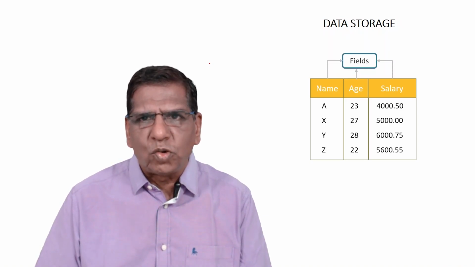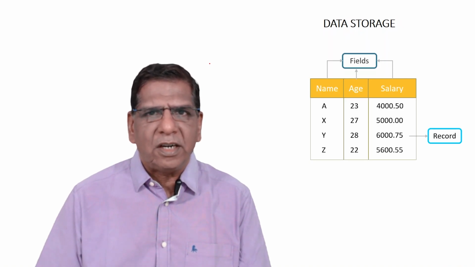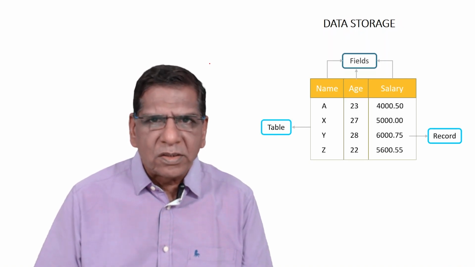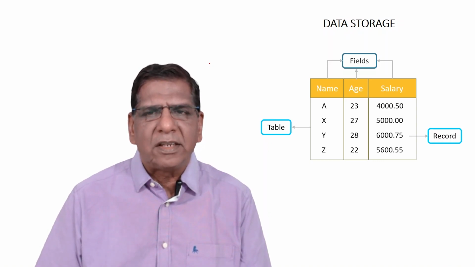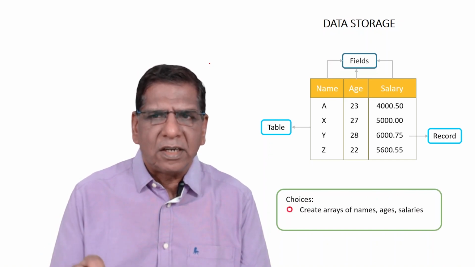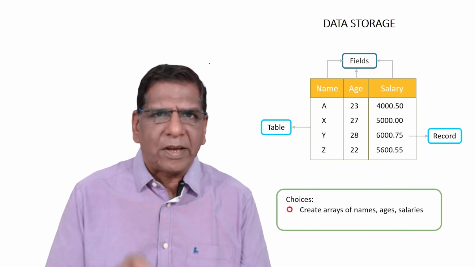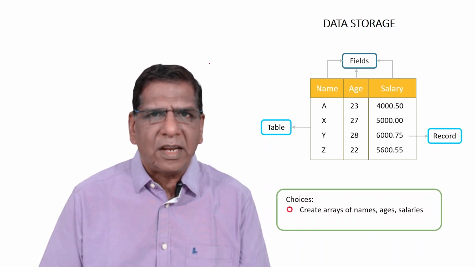We had such data to store names, ages and salaries of employees, where name, age, salary were fields which together are known as a record, and a collection of such records we said is a table. So this tabular data, if we are to represent in memory, as I said, there are two choices. One is create an array of integers, that is ages, create an array of characters, that is names, and thirdly create an array of floats, that is salaries.